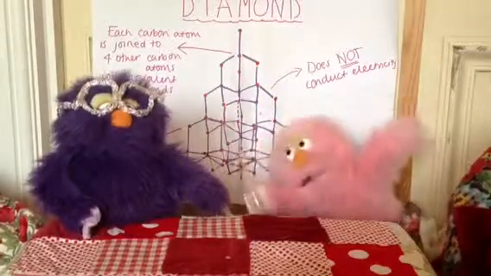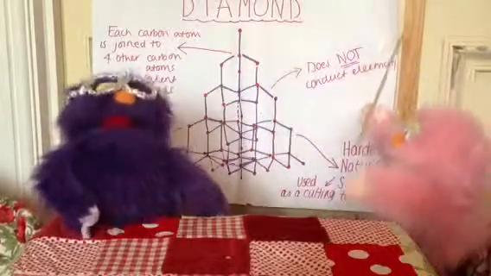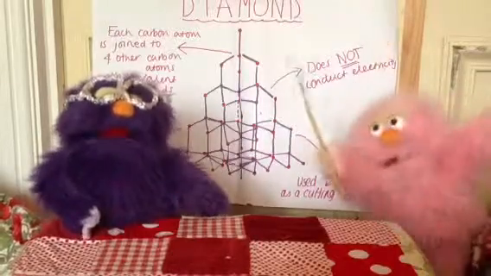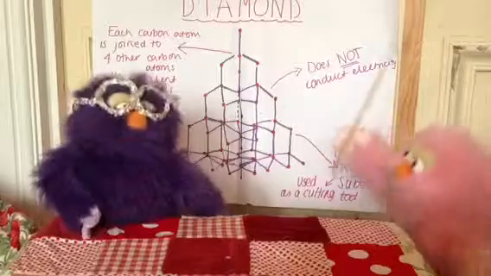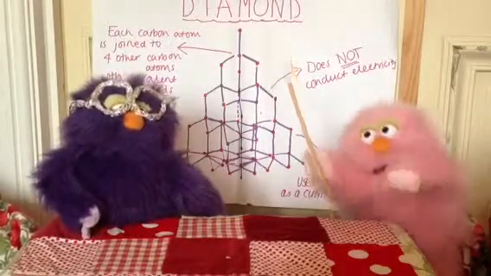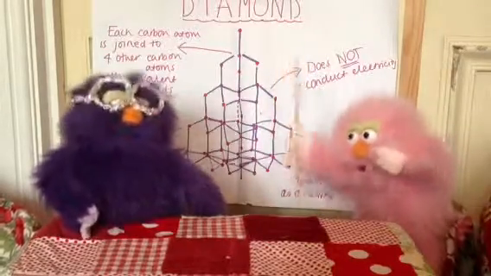Each carbon atom is joined to other atoms by 4 covalent bonds. There are no free electrons, so it cannot conduct electricity and is also insoluble in water. Its structure makes it one of the strongest natural substances, which is why it is often used as a cutting tool. It also has a very high melting point due to the strength of the bonds.